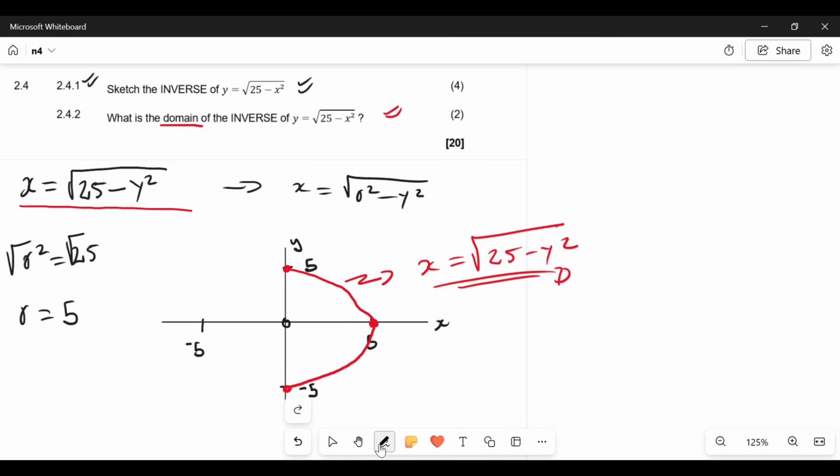Now if you write your domain, let me just write it here: x is greater than or equal to 0, but less than or equal to 5. So here is our domain, guys. You can write it like this. It's all good. I hope you managed to understand how to do this one. This is how you do this type of question.